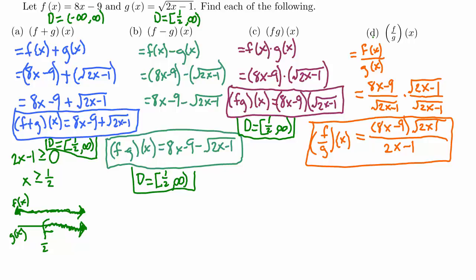Letter D, however, introduces a bit of a wrinkle, because I'm dividing by something, and that means I can never divide by whatever that is. So in this case, the denominator 2x minus 1 cannot be 0. So, solving for x, I get x is not equal to 1/2. Now notice that this is effectively this right here, just I can't use 1/2. So, the domain here is actually going to be 1/2 to infinity, excluding the 1/2.